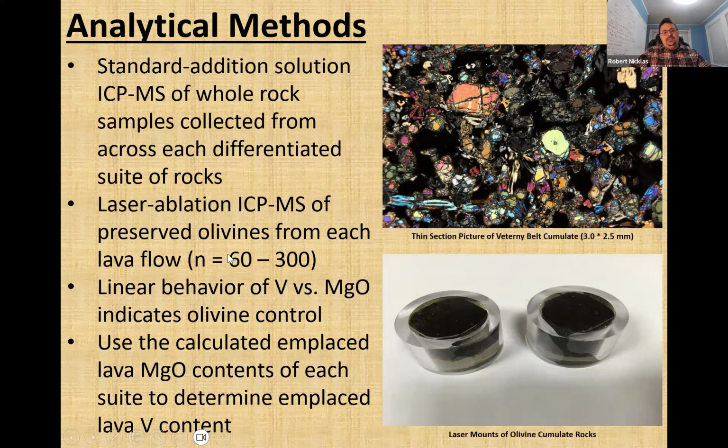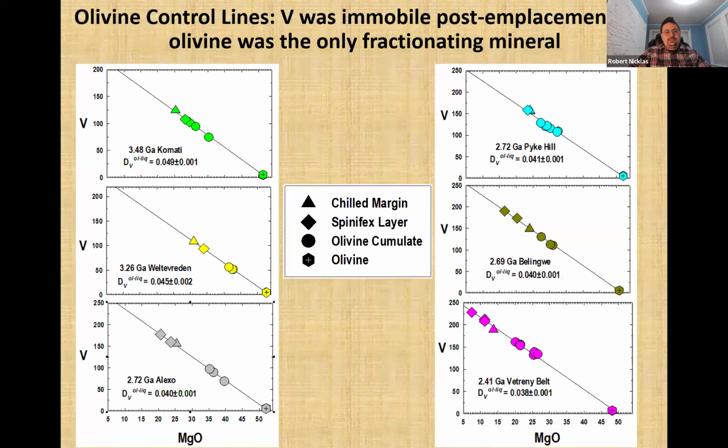Some of the flows didn't preserve as much olivine, so we measured as much as we could, around 60 by laser ablation. We looked at the variation between vanadium and MgO content in the whole rocks, and the linear behavior we found for each of the lavas indicated that olivine was the only fractionating mineral, and therefore we could calculate the emplaced or parental lava vanadium content. We measured the vanadium content of the olivine, so we have vanadium in olivine, vanadium in liquid, we have a partition coefficient, we can back out oxygen fugacity.